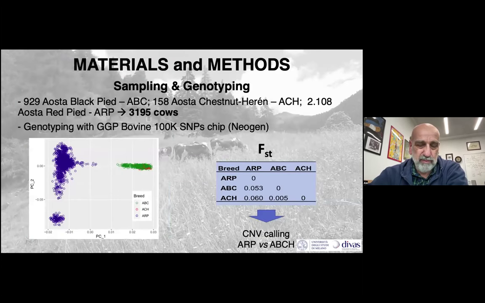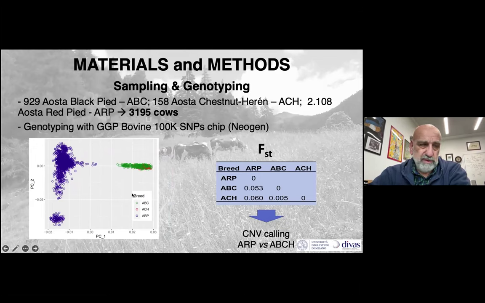What we try to do, just as an example of what we are developing, which has not been published yet, is to see the difference with a very simple principal component analysis of the three Valdostana, the three Aosta cattle. This is the red pied, this is the Castana, the chestnut, and the black. If we use SNPs, single nucleotide polymorphisms, as markers, we are able to differentiate these breeds.